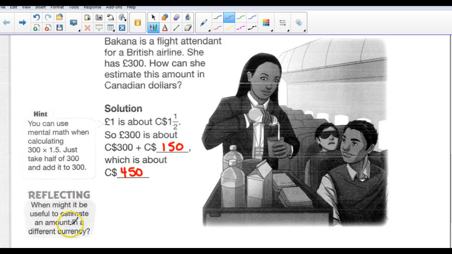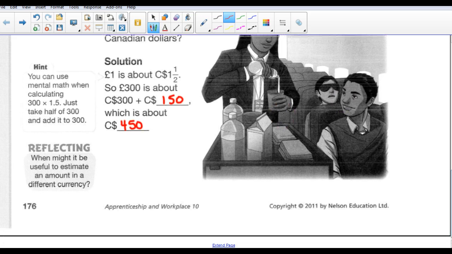When might it be useful to estimate an amount in a different currency? Well, when you don't have access to the exchange rates right away, but you have an idea. Okay, you don't have maybe your phone with you, or you don't have access to what the numbers are. You can just do a quick mental math in your head.